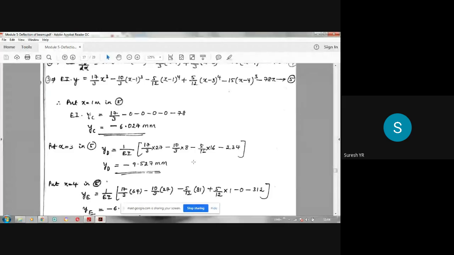Did you get it? Minus 9.527 into 10 power minus 3 meters. See if the answer came. Does minus 9.527 into 10 power minus 3 meter come? Put 12,000 for EI.